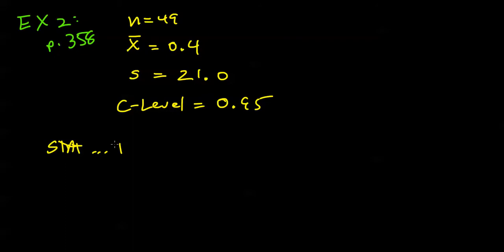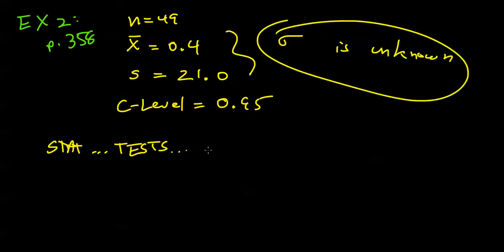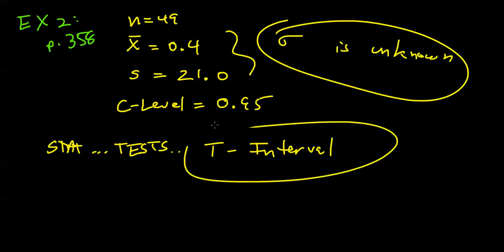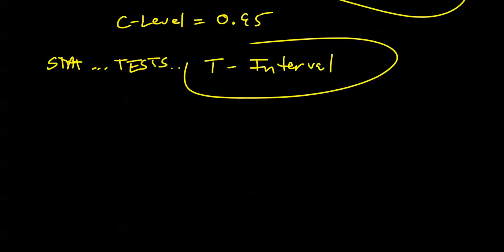Press your Stat button. Go to the Test submenu. Notice sigma is unknown. So we're going to use the t-interval operator. Remember, if sigma is unknown, we're using a t-score upstream to generate E, so we must use this command, the t-interval command. Alright, let's walk through it this first time out.